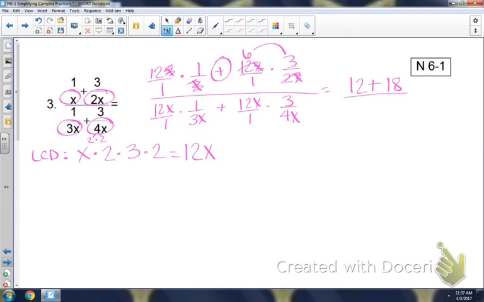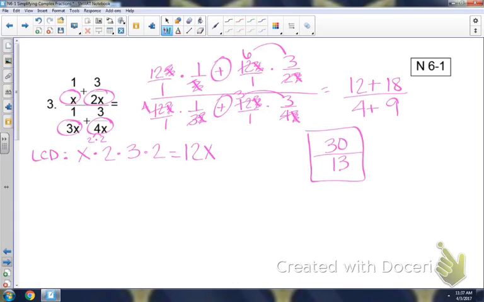Looking at the denominator, x's cancel. 3 will go into 12 4 times. So 4 times 1, we get 4. Next one, x's cancel. 4 will go into 12 3 times, but we have to multiply it by this 3 to get 9. So then we're just adding those. 12 plus 18, we get 30. 4 plus 9, we get 13. Check to see if you can reduce. We can't, so that would be our answer there.